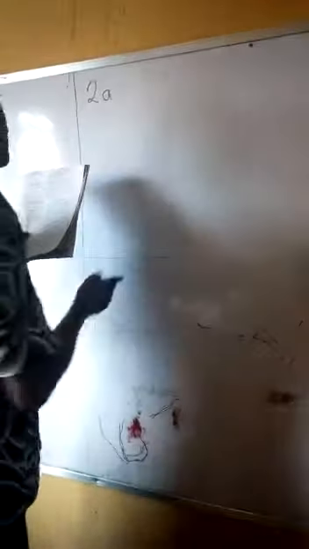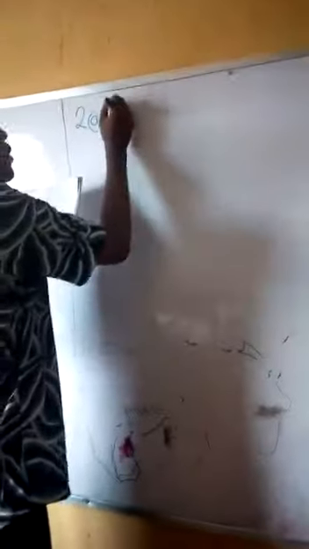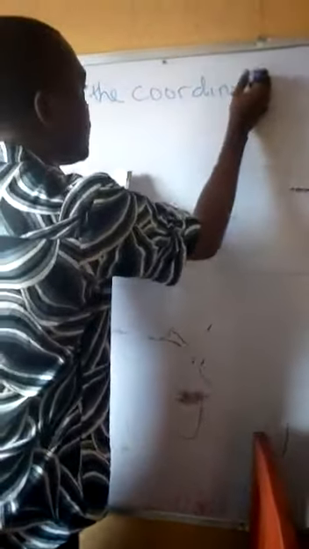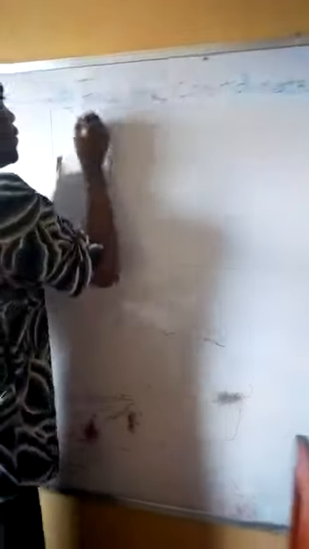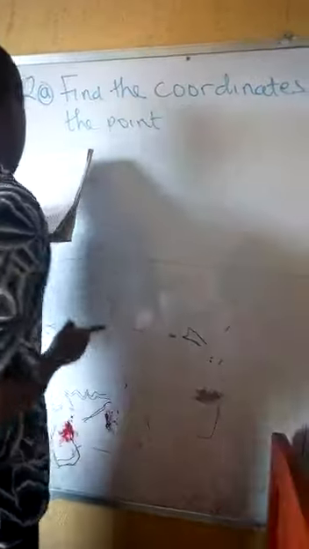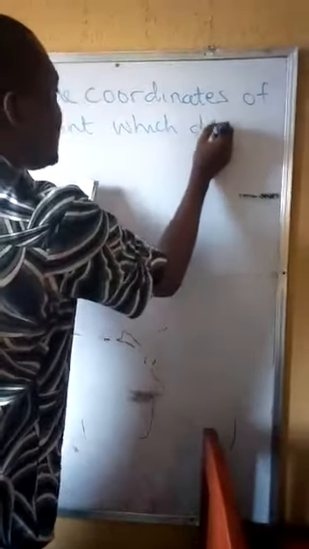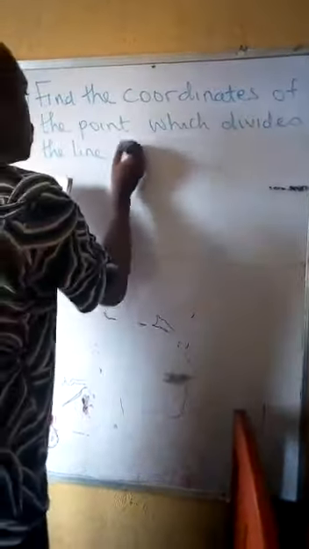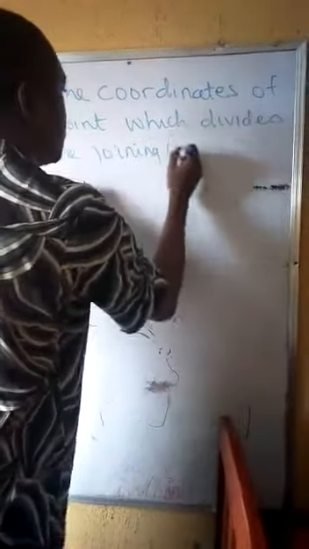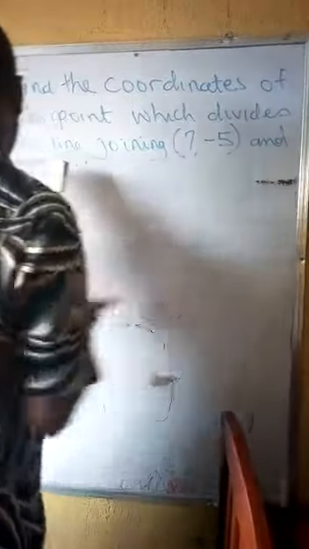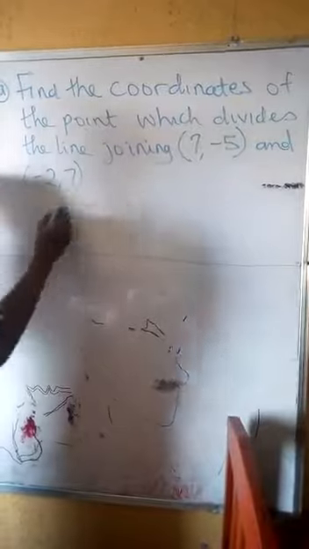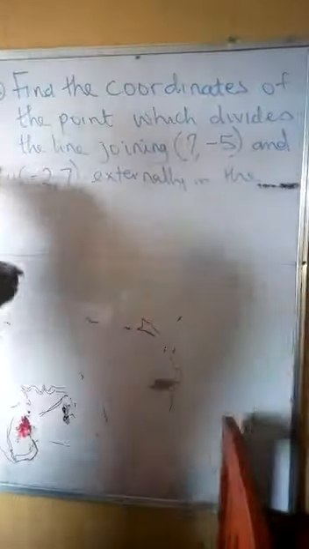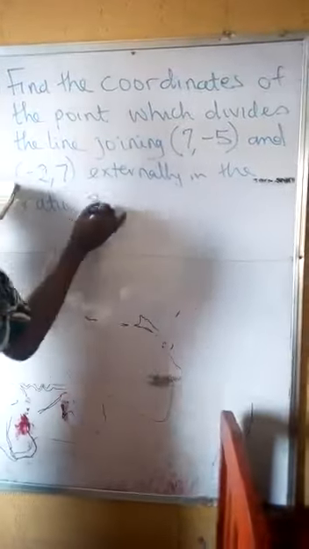2A, section A. It reads, find the coordinate of the point which divides the line joining 7, minus 5 and minus 2, 7 externally in the ratio 3 to 2.